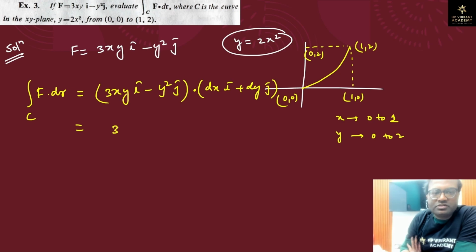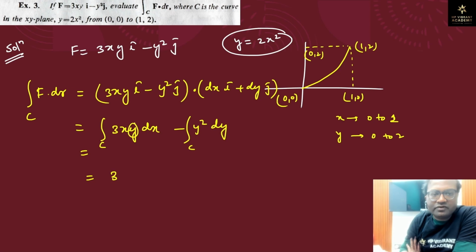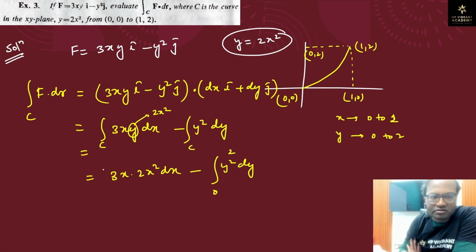So we have this as 3xy dx minus y square dy. Okay, so this will be along the curve c. So we have the value of y as 2x square, so let us place the value of y as 2x square. So this is 3x times 2x square dx minus y square dy. So limit of y is from 0 to 2 and limit of x is from 0 to 1. So this is the value of the integral.